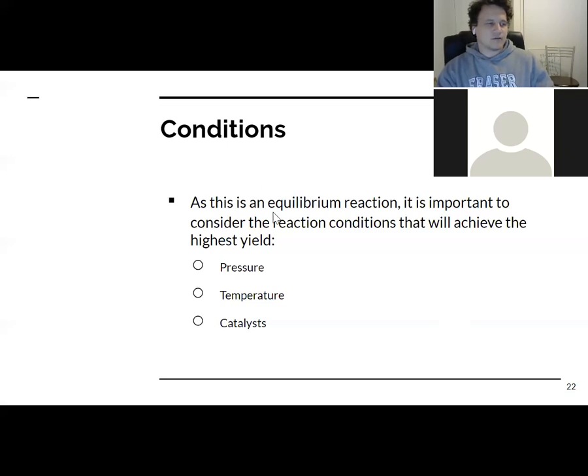So we can do this by changing the pressure, by changing the temperature, and we use these things called catalysts, and they are added to a reaction to speed it up. They're not actually involved in the reaction, and we can get the catalyst back.